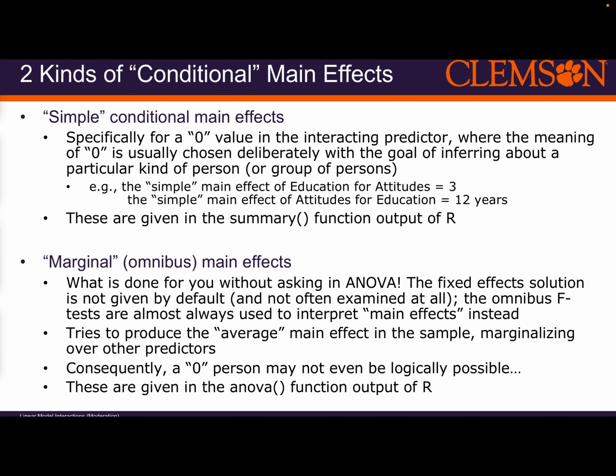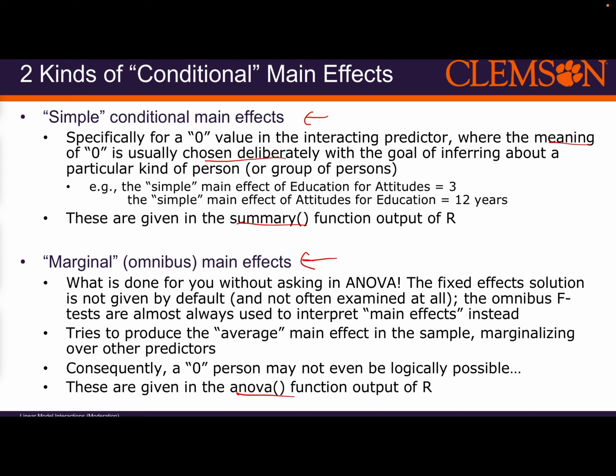So there are two types of conditional main effects that show up in each of these tables. I wanted to highlight those again. There are the simple or conditional main effects, right? These are specifically for a zero value in the interacting predictor. Now we want that meaning to be chosen deliberately, usually, but that would be important. And those are in the summary function. But the terms that show up in the ANOVA function are marginal main effects, right? This is what's done for you without even asking.